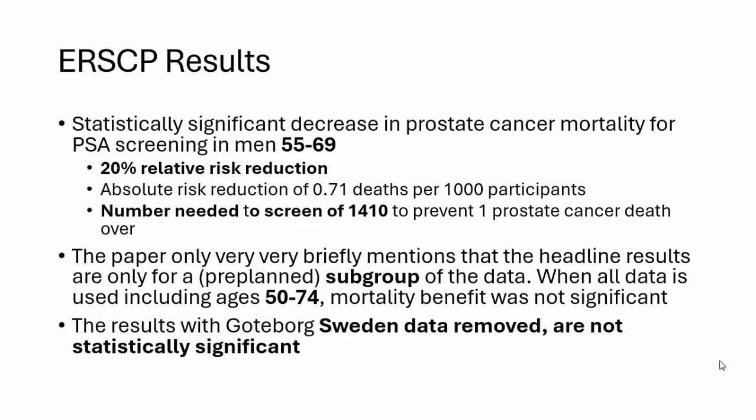I already mentioned how the Göteborg, Sweden site, the one of 7 locations involved in the study, also had significant outlier results, and it was such an outlier that it actually changes the results to being statistically significant. If you look at the data from just the other 6 sites in the study and remove the Swedish arm, it's actually not a statistically significant result anymore.